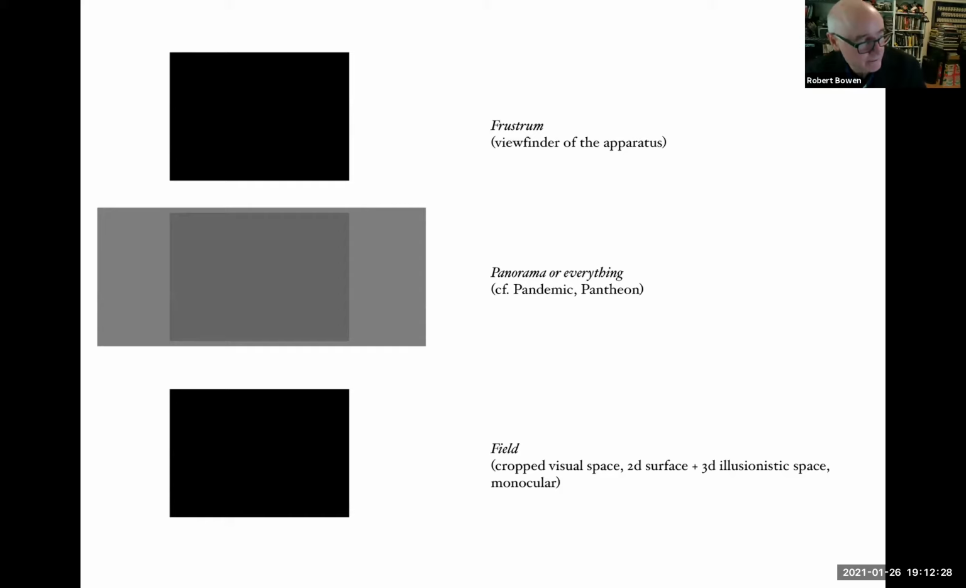The field, which is a wonderful term, I was just reading an essay by Meyer Shapiro about it. It's the cropped space that we see when we look at the frustum. And it's both the 2D surface and the 3D illusionistic space, and it is monocular as opposed to binocular.